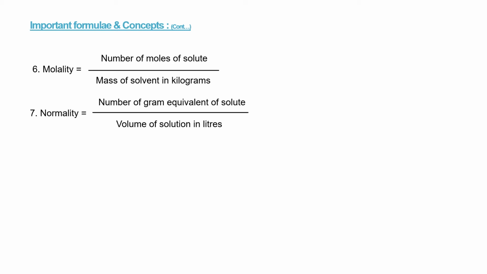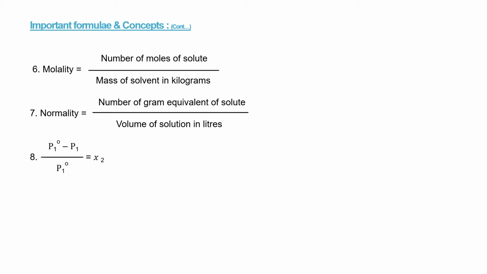Now the next concentration term is normality. Normality is equal to number of gram equivalents of your solute divided by volume of the solution in liters. Always remember that normality and molarity are temperature dependent quantities, because the volume of a solution may vary as the temperature increases or decreases.